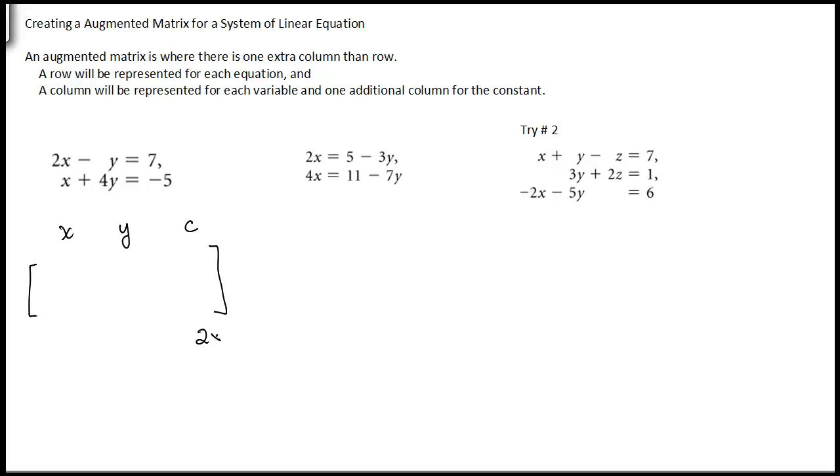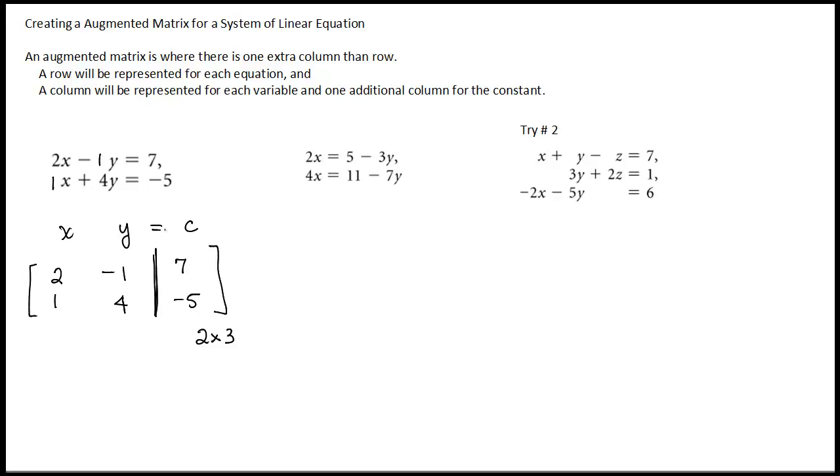So this matrix is going to be a 2 by 3 because there are 2 equations and 2 plus 1 columns. So I'm going to lift out the numbers. I'm going to lift out the 2, the -1, and the 7 on the first row. The second row, I'm going to lift out the 1, the +4, and the -5. And sometimes you will see a vertical line right before the last column to represent the equals.